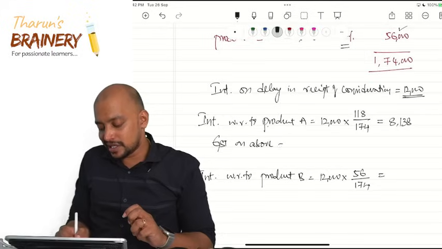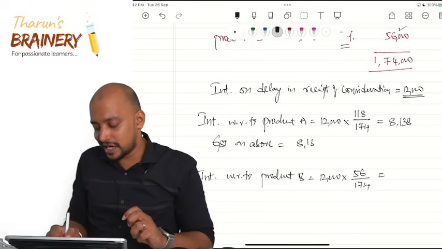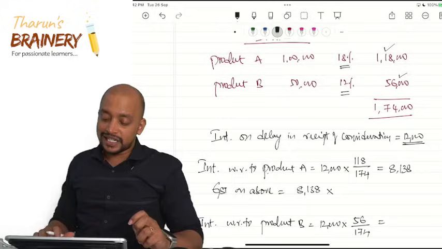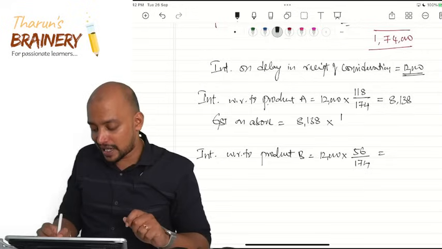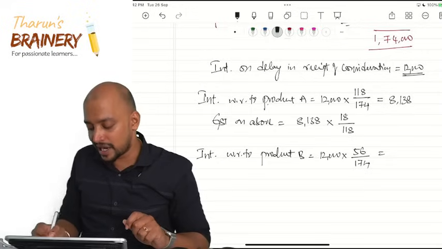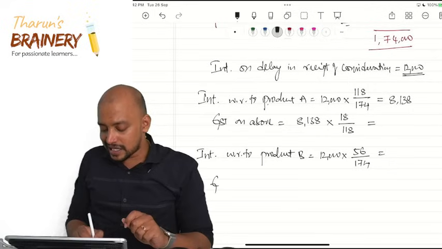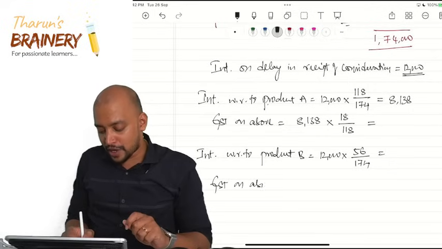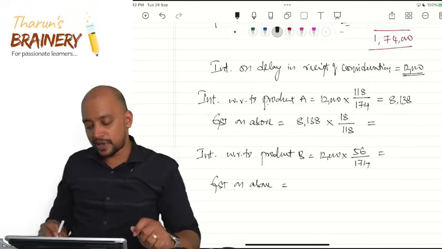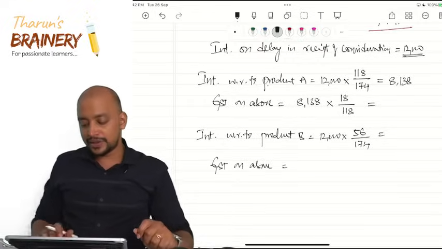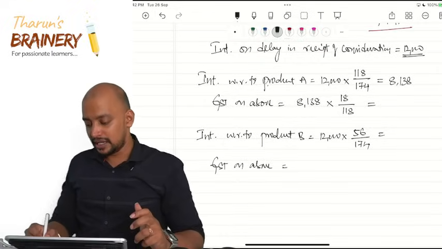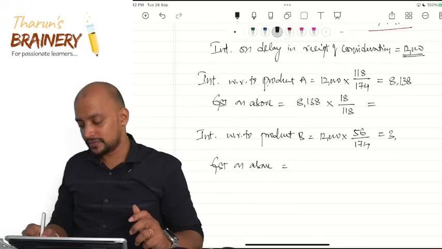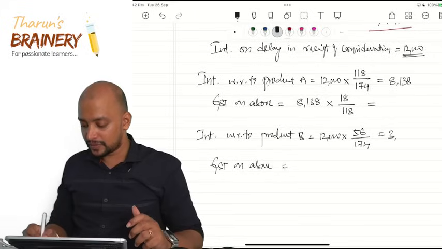Now GST on above. How much will be the GST on above? This 8,138 is pertaining to product A. Product A is taxable at what rate? 18%. So this interest also will be taxable at 18% into 18 by 118. Then GST on product B. Product B is taxable at what rate? 12%. So what is the interest with respect to product B? The balancing figure, that is 3,862.